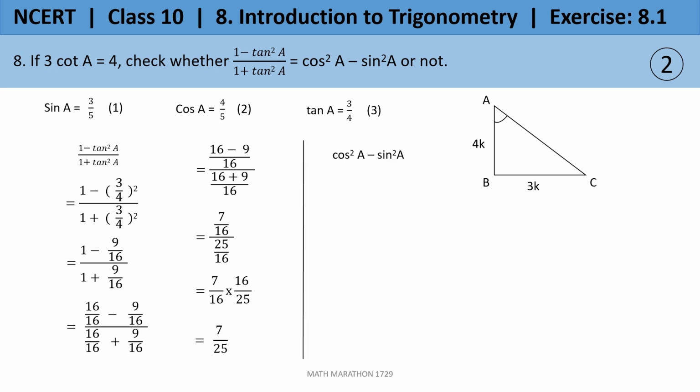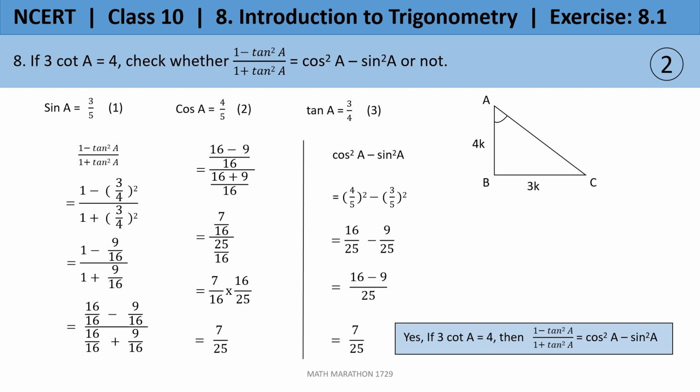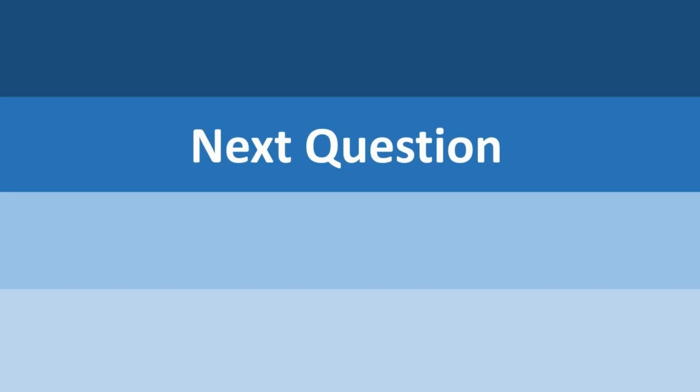Now, let us find the value of cos square A minus sin square A, which is equal to (4 by 5) square minus (3 by 5) square, is equal to 16 by 25 minus 9 by 25. Is equal to 7 by 25. Yes, if 3 cot A is equal to 4, then (1 minus tan square A) divided by (1 plus tan square A) is equal to cos square A minus sin square A. Let us see the next question.